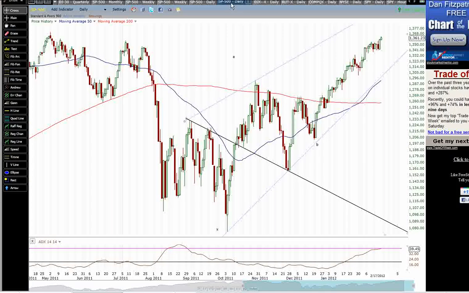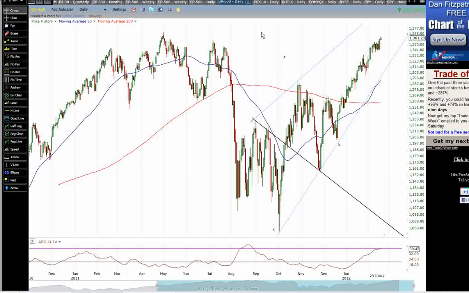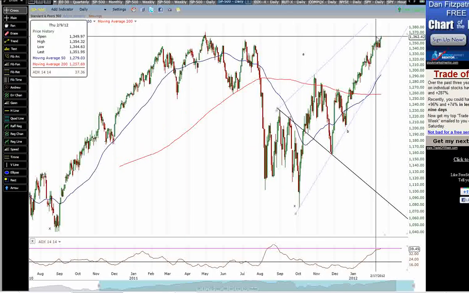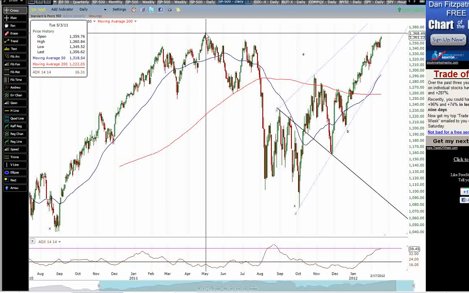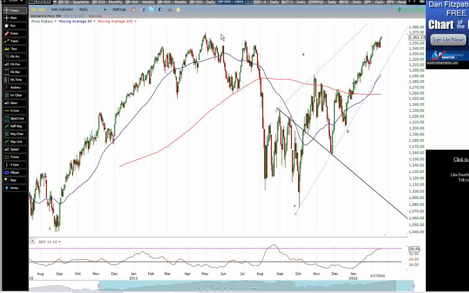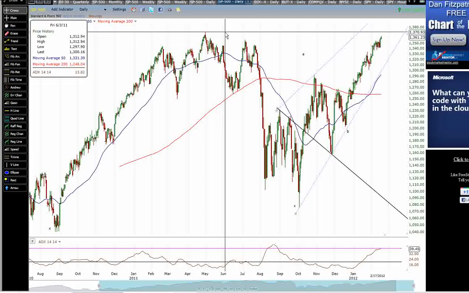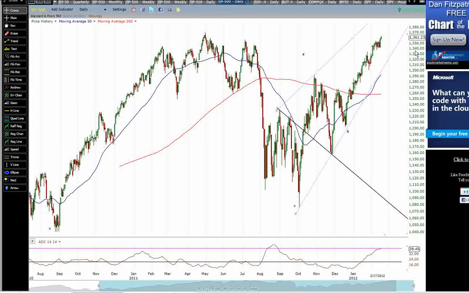Let's look at the S&P 500 for a minute. The S&P is about 0.5% from taking out the high from the first trading day of May last year. So it may be good to see that high taken out prior to a reversal, so who knows what we'll see early this week.